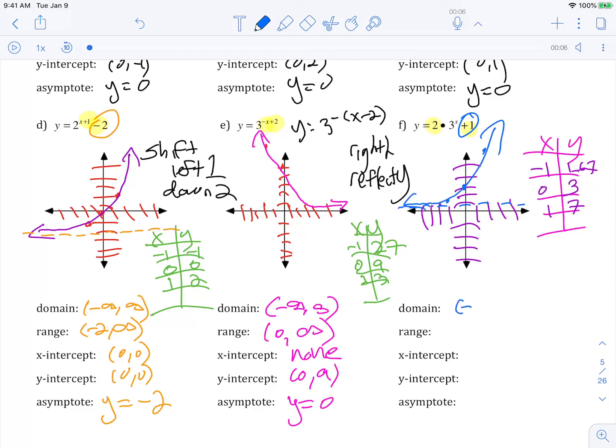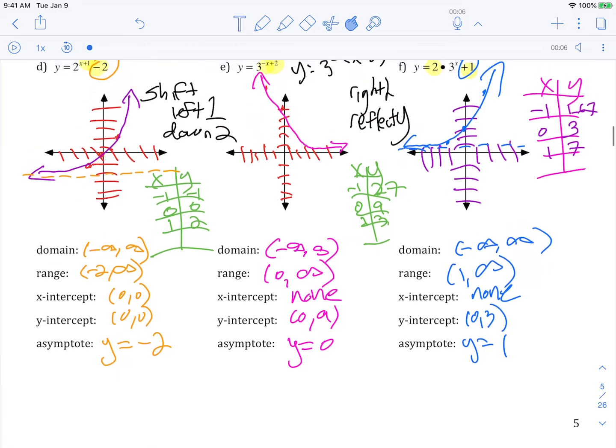Our domain is from negative infinity to infinity. Our range is from 1 to infinity, because our asymptote is y equals 1. Our y-intercept is (0, 3), and our x-intercept is, again, none. Okay, I'm going to stop right here. Hopefully we get all this, and then we'll go to the last part.